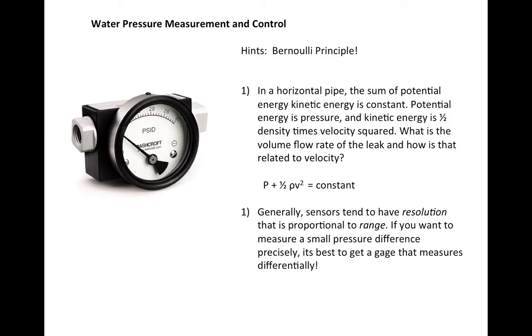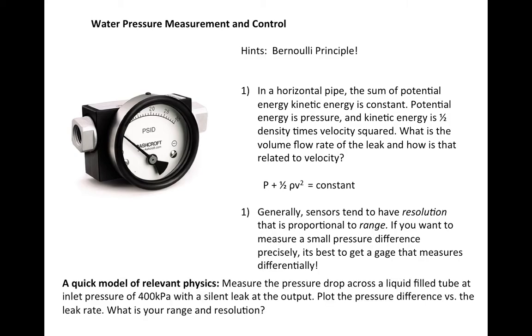A quick model of relevant physics: find a pressure sensor and then measure the pressure drop across a liquid-filled tube at an inlet pressure of 400 kilopascals with a silent leak at the output. Plot the pressure difference versus the leak rate. What is your range and resolution?